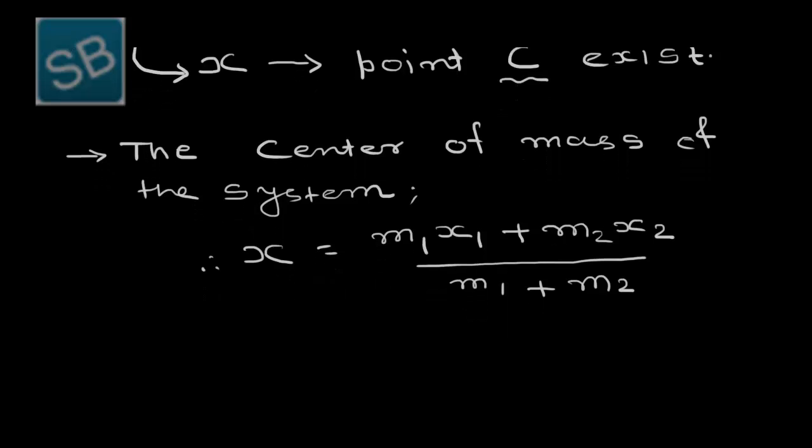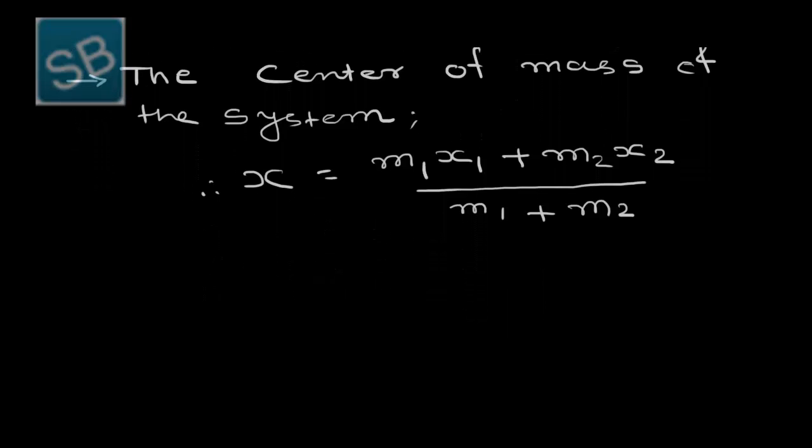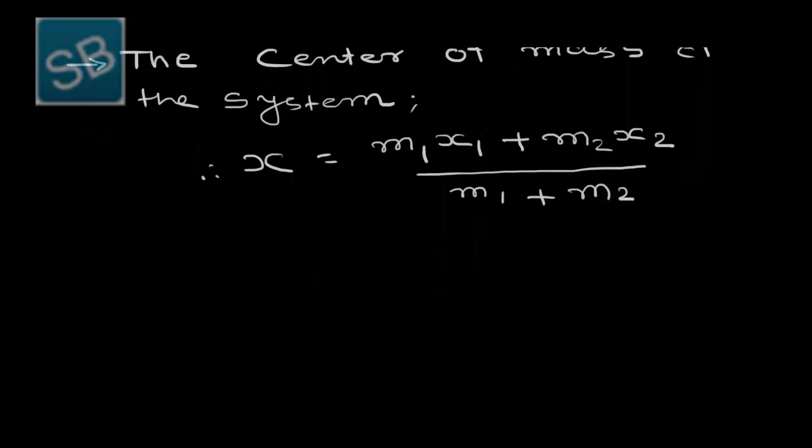But which are the quantities? These are just the symbols. It has no meaning until and unless you define them. So I am defining them. X is equals to the mass weighted average position.